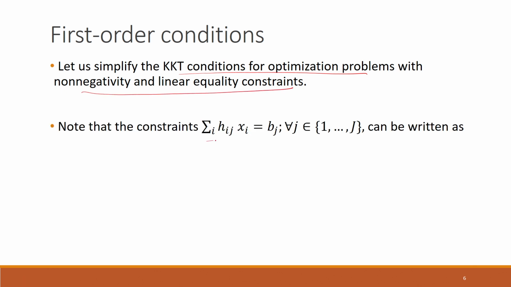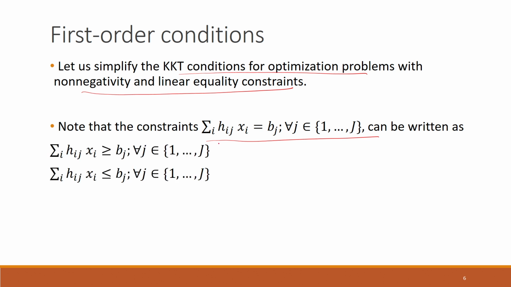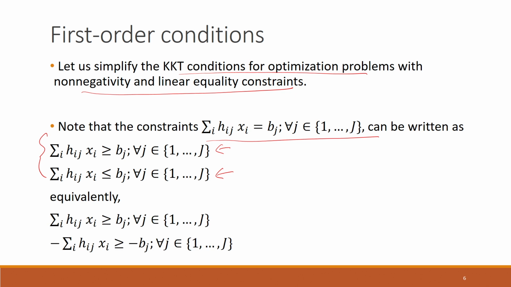Now, note that these linear equality constraints can be written in this form. So, they can be split into a set of two inequality constraints. First is this set, that is summation hij xi is greater than or equal to bj for all j, and then this is the other one, that summation hij xi is less than or equal to bj. Okay. So, this we have seen before also, this kind of splitting. Now what we will be doing is that for this set of constraints we will be multiplying by -1 on both sides, so that this set of constraints also transforms to constraints where we have greater than or equal to. Okay, so this is what we get here.